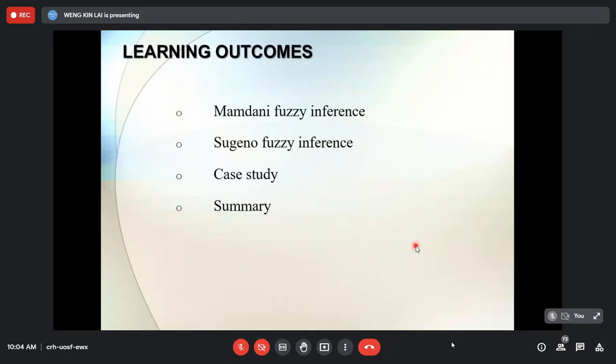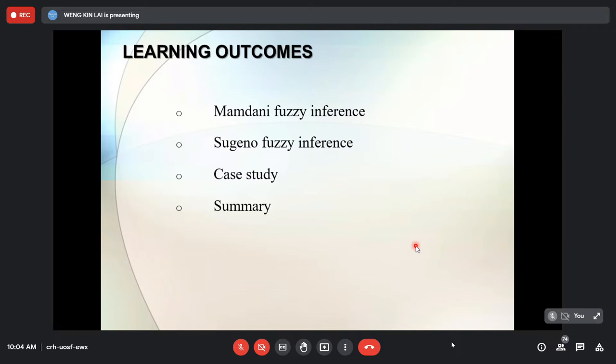So what do we hope to learn after the end of this particular topic? We will first of all talk about the Mamdani fuzzy inference system. Now, for those of you who have started your lab on module number 3, which is on fuzzy expert systems or fuzzy inference system, whereby we try to build a fuzzy inference system for tipping. How much tip should I give to the waiter or waitress?